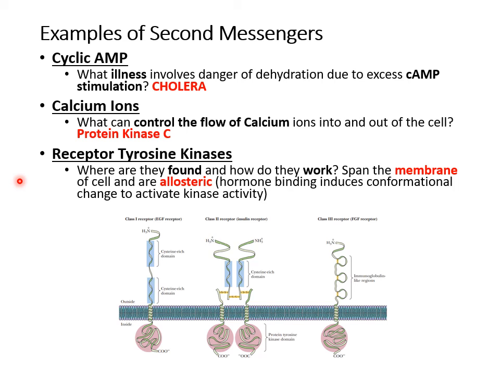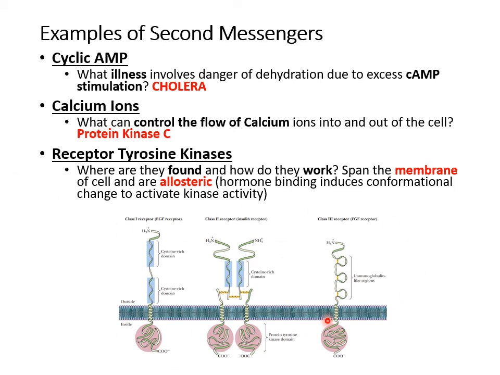Calcium ions, what I want you to know for that is protein kinase C, which is a family of protein kinase enzymes, and they regulate metabolism. And what they end up doing is they phosphorylate certain enzymes, including the channel proteins that control the flow of calcium in and out of the cell. And by basically controlling that flow of calcium, they can affect the reservoirs of calcium and the supply of calcium that a cell gets.